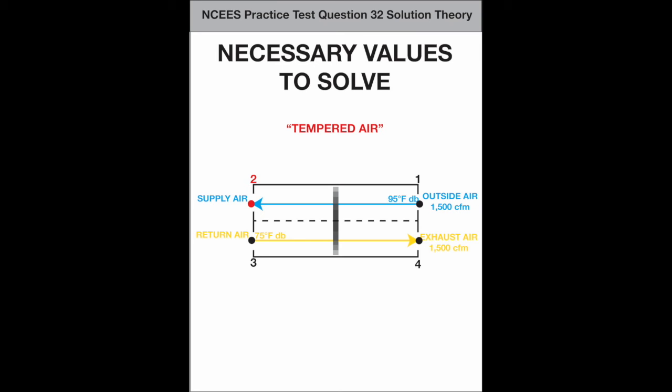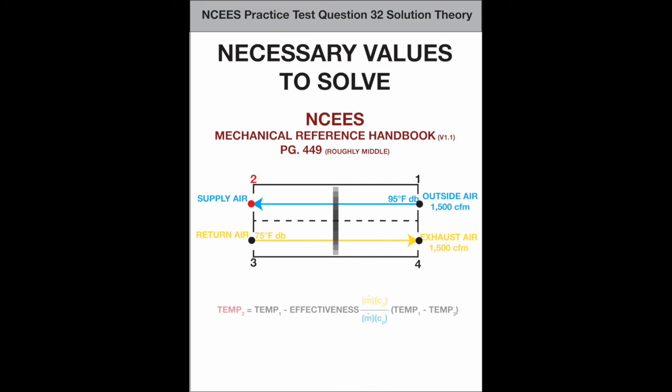The equation for finding the dry bulb temperature at point 2 is found in the NCEES Mechanical Reference Handbook on page 449, roughly in the middle of the page. It's this. Notice how similar this is to a standard mixed air equation, but also notice the key differences. Because it's merging and mixing, this ratio demonstrates one mass flow versus the total of both mass flows.